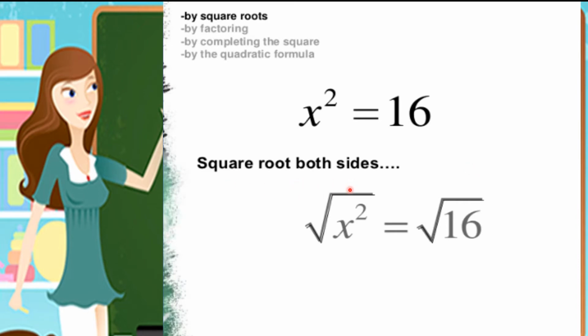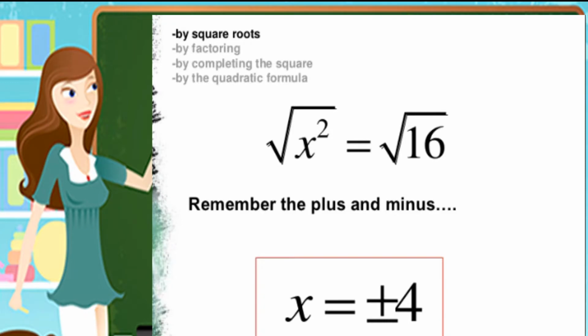square root both sides. Put a radical sign on both sides of the equation, then solve for the value of x. We have square root of x squared is equal to square root of 16. And the answer is x is equal to plus, minus 4, or positive, negative 4. Always remember that in a radical sign or in a square root, tatandaan ninyo na kapag siya'y sinolve natin, laging ang sagot ay may plus, minus, or positive, negative.